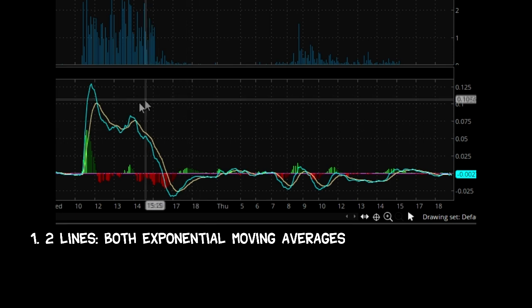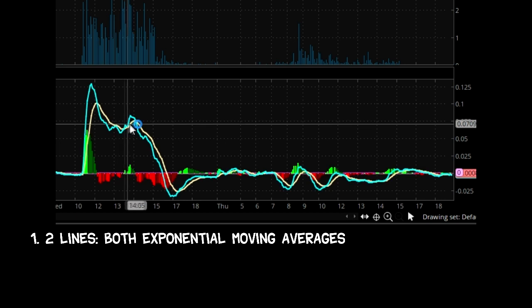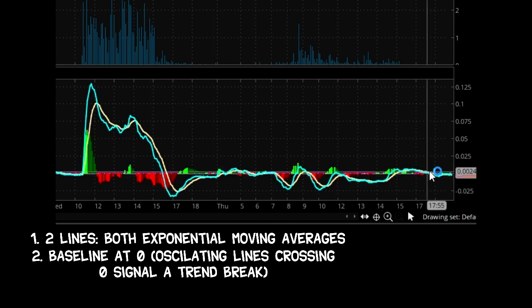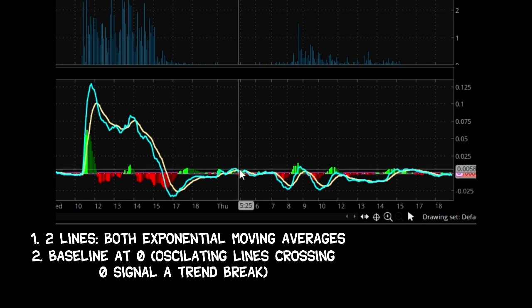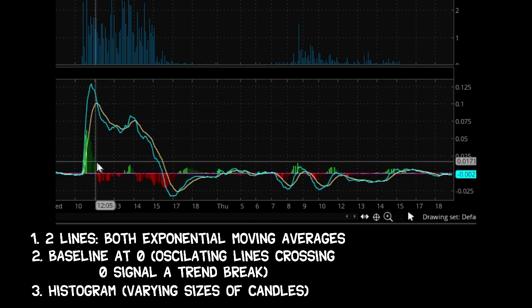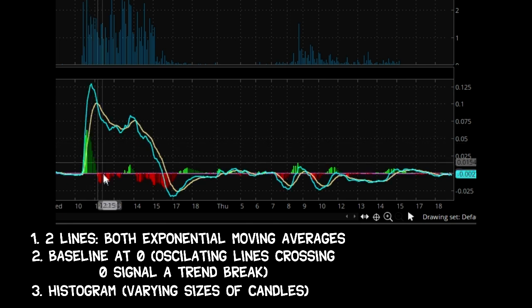So the first thing is that there's two lines, right? And both of these lines are actually exponential moving averages, although that doesn't really matter, and I more or less just look at them as two lines. The second thing is the fact that there's a baseline at 0 here, in that these two lines go up above that baseline and then go down below that baseline. And the third thing is that amongst all of this, there is a histogram in the background with varying sizes of green candles and various sizes of red candles.